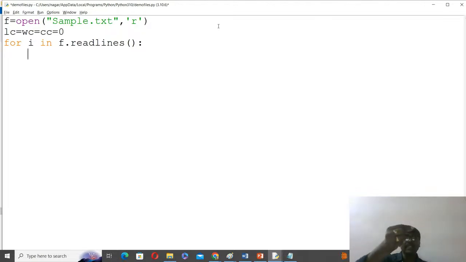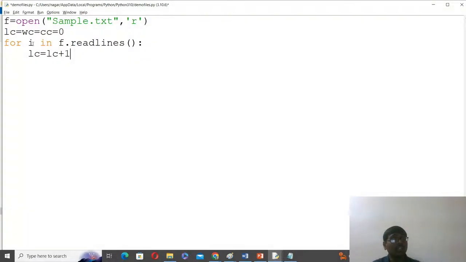Once we entered inside the for loop, in the first iteration, what is the value of I? The first line. Why? The readlines method creates a list. Each line is considered as one element, that means three lines are there. So once I entered into the for loop, what happened? LC = LC + 1. I am incrementing the line count.